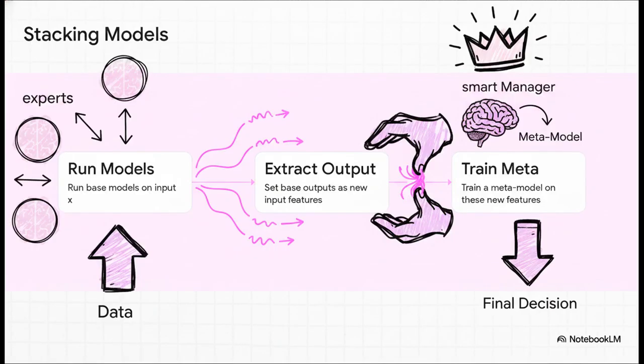Think of stacking like a really smart manager listening to a team of experts. Your base models, the experts, look at the data and make their individual predictions. Then, instead of just taking a simple vote, you feed those predictions into a brand new metamodel. This metamodel learns exactly which experts to trust and when, ultimately making a much sharper, highly accurate final decision.